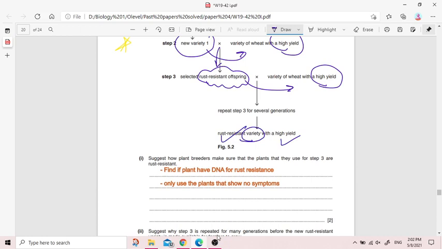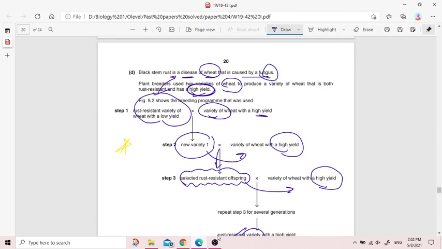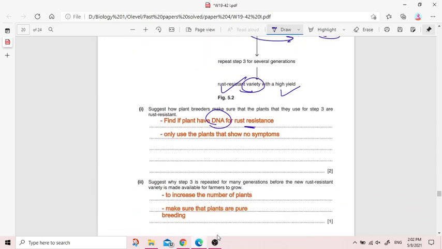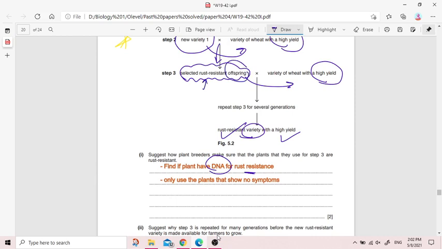Suggest how the breeders make sure that the plants they use are rust resistant. How do I choose from the offspring one that is resistant? How will you know that this one is resistant? Simple. You can identify the DNA, check that the DNA contains the gene for resistance, and then only use this plant. Also, you can expose it to the fungus, and then choose the plant that gives no symptoms. If it was exposed to the fungus and no symptoms appeared, then it is resistant. So how could you make sure the offspring chosen is resistant? Expose it to the fungus and choose the one that shows no symptoms. Or check the DNA for the resistance gene.